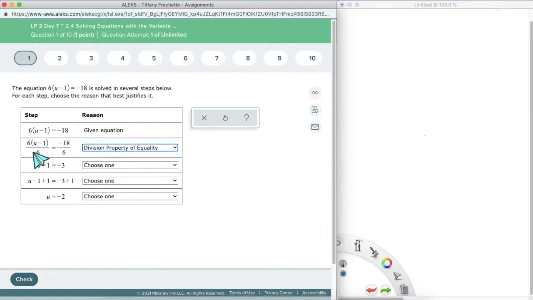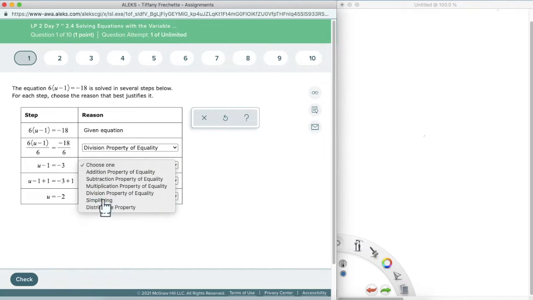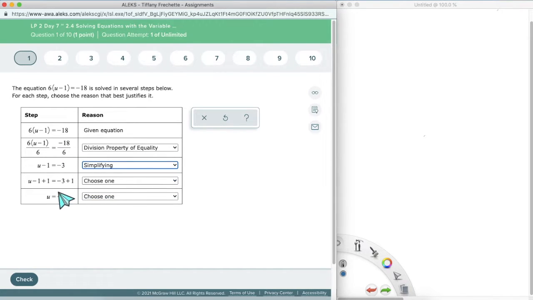Well, now 6 divided by 6 is 1, so u minus 1 just drops down. I don't have to have the 1 there anymore in front. Negative 18 divided by 6 is negative 3. So all I did to get from step 2 to step 3 was I simplified. So we choose simplifying. Now I can see u minus 1, and then there's this plus 1. And I can see negative 3, and then there's this plus 1.